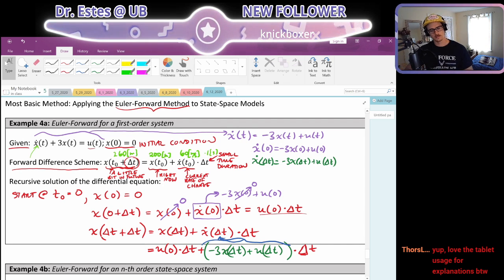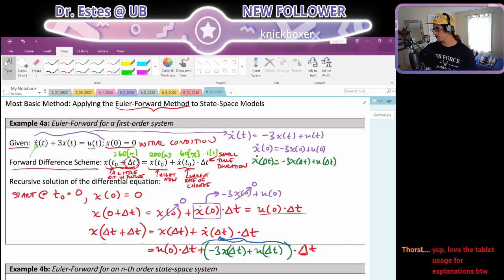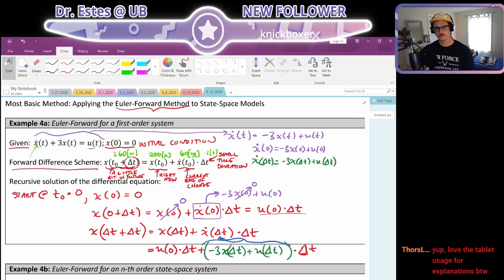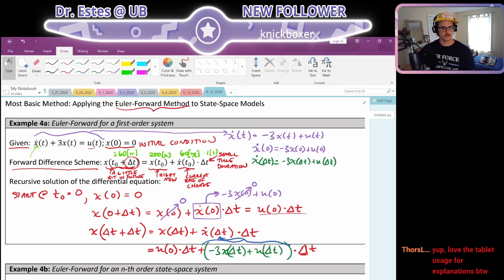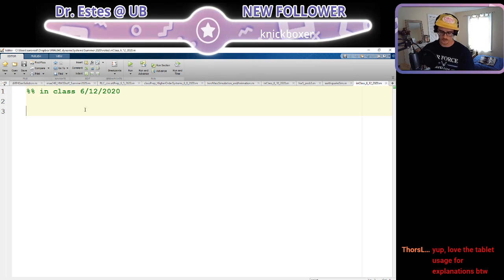How about, before we show how you apply this to state space in general, we take this into MATLAB? We'll take the same equation and I'll show you how this works. Prepare yourself. Okay.